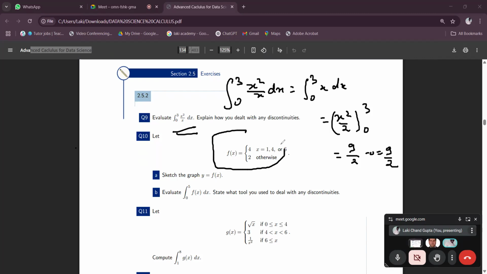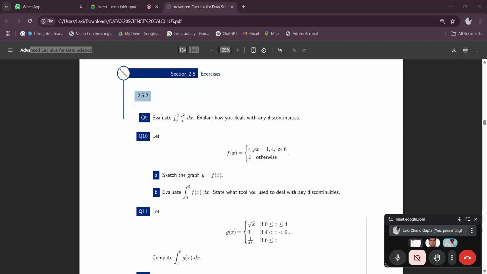Now, how to draw the graph of this? This is a very good question usually. The function is equal to 4 when the value of x is 1, 4 or 6. Suppose this is 0, this is 1, 2, 3, 4, 5, 6. Otherwise 2, which means a straight line.